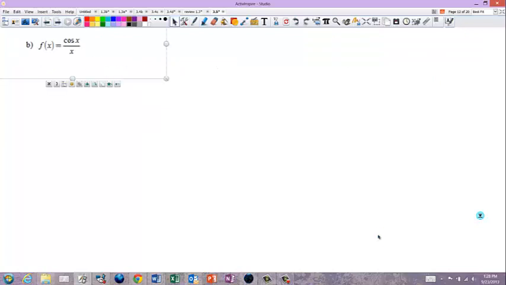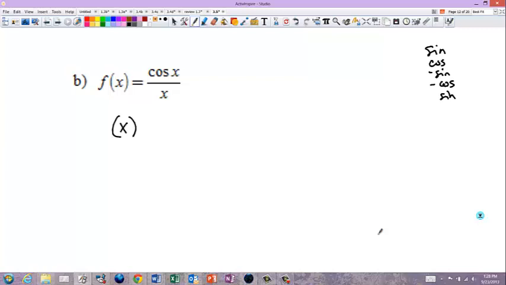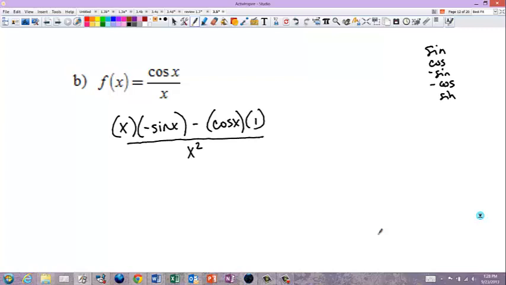This one is a quotient rule. We have low, we have high. So, and sine, cosine, negative cosine, sine. The derivative, so it's low, d high, the derivative of cosine is negative sine, minus high, d low, over the square of what's below. If you want to clean it up, you can be negative x sine of x minus cosine of x over x squared. And that's as simple as you can get it. Just stop right there.